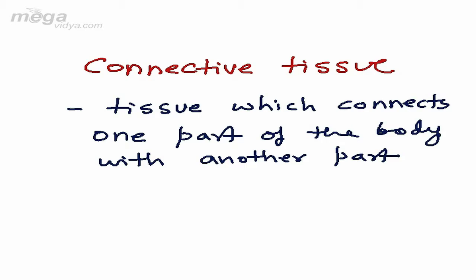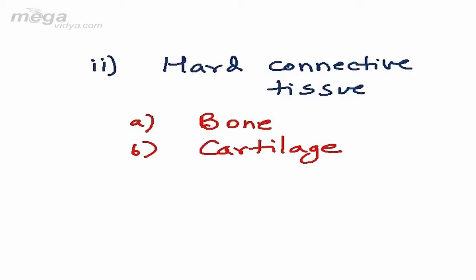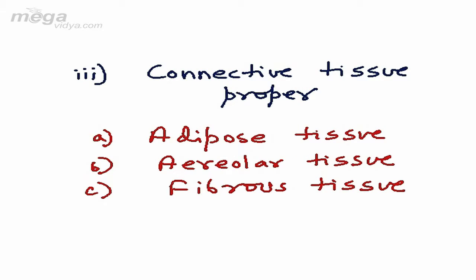If we look at connective tissue, we can see that connective tissue is a tissue which connects one part of the body with another part. If we look at classification of connective tissue, first we have liquid connective tissue, which consists of 2 types, A, blood, and B, lymph. The second type are the hard connective tissues, which consist of A, bone, and B, cartilage. And the third type is connective tissue proper, which is further divided into 3 types: adipose tissue, areolar tissue, and fibrous tissue.